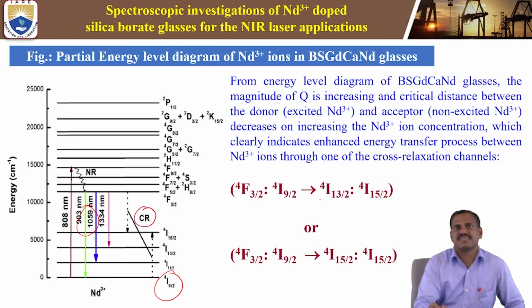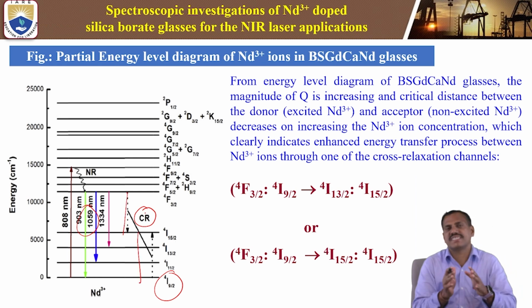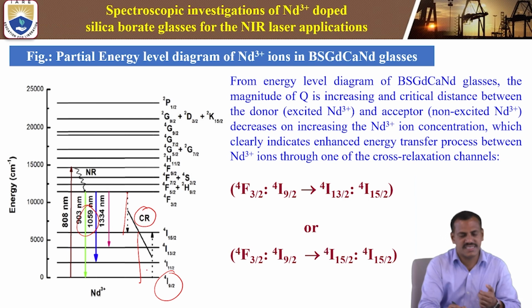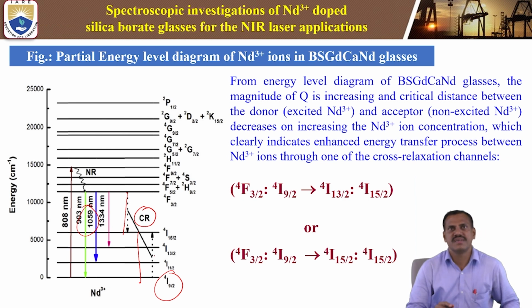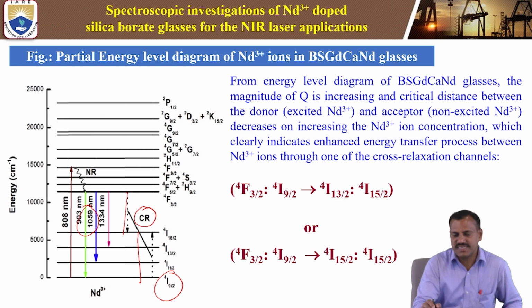What are the cross relaxation channels we observed in the present study? 4F3/2 to 4I15/2 and the ground state levels from 4I9/2 to the other level. These two levels and these two levels are matching; the energy gaps will match together. That means this energy difference and this energy difference will be almost similar. That is why energy transfer takes place from the higher, excited state Nd3+ ions to the ground state Nd3+ ions. See, this is the excited and non-excited ion.